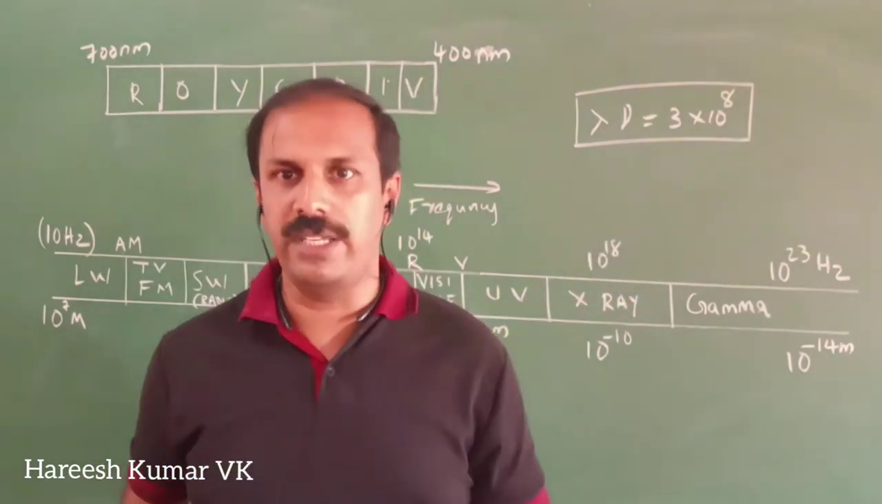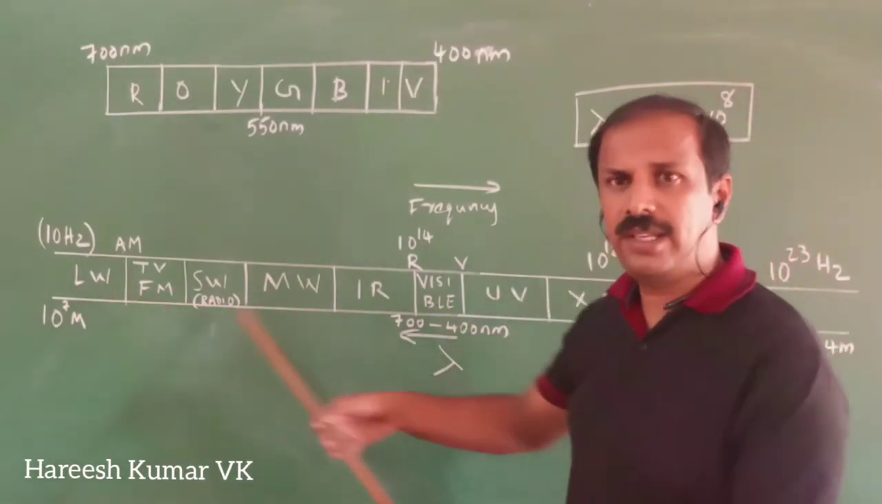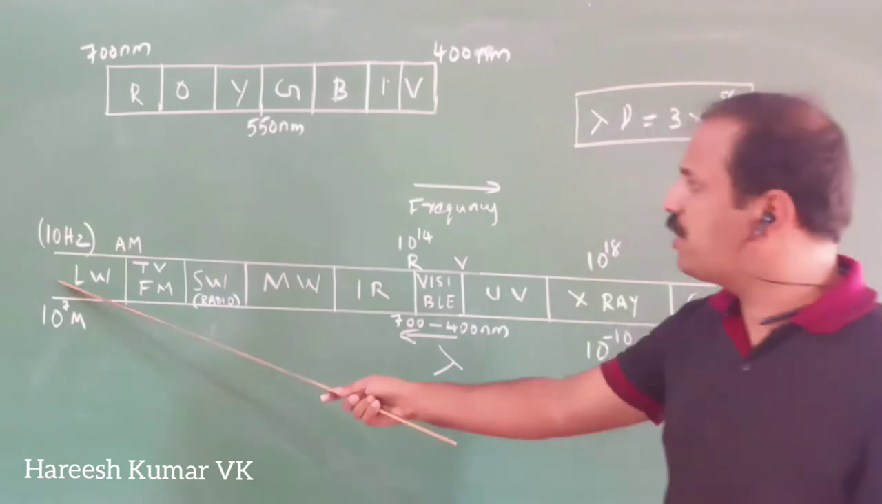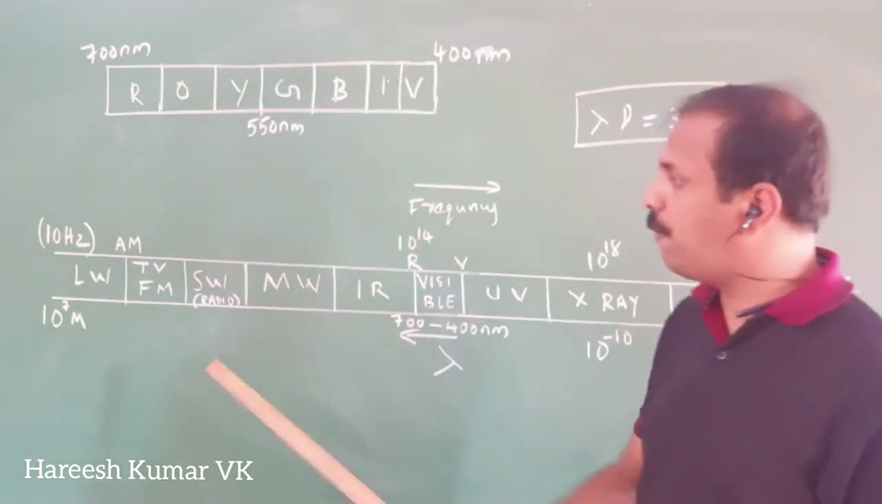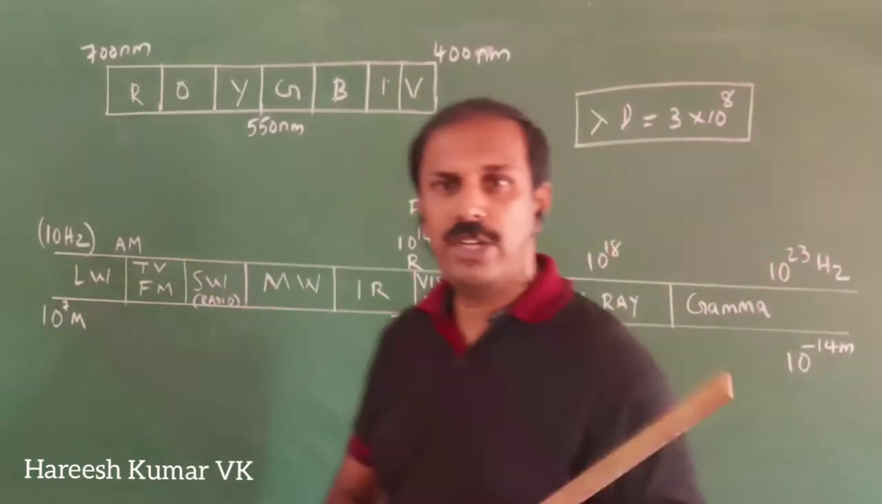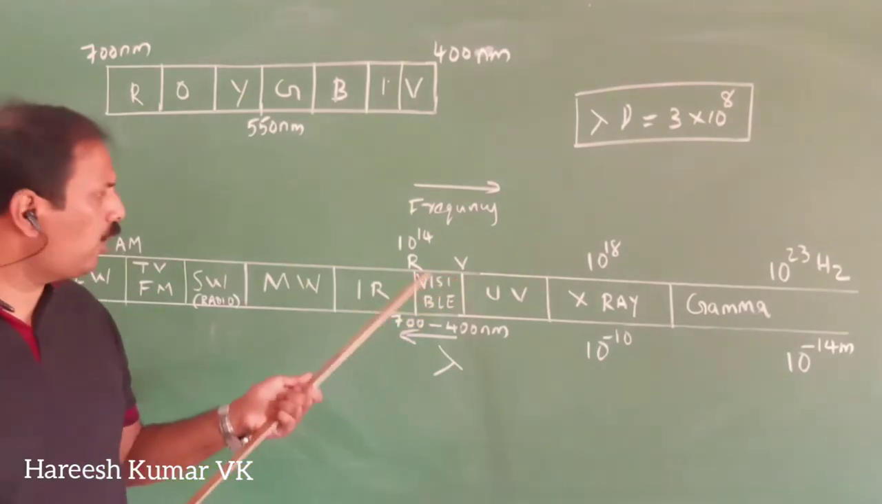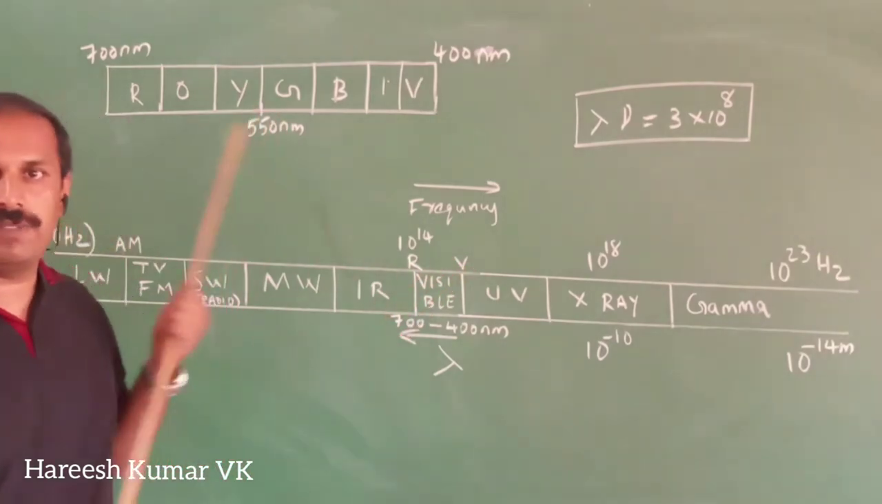So that is visible light. Now you see, this entire graph is coming in such a way that this is the lowest frequency and this side is the highest frequency. If you take wavelength, it is opposite. This is the highest wavelength and this is the lowest wavelength. And you understood, in the center we have visible light. In visible light, the lowest frequency is red and the highest frequency is violet, already we discussed.